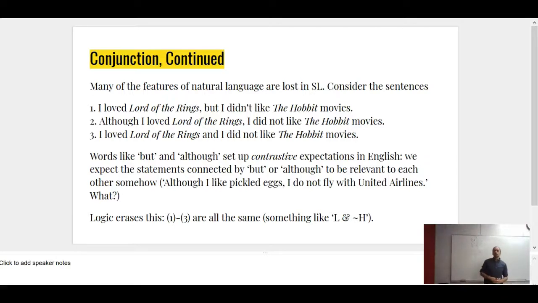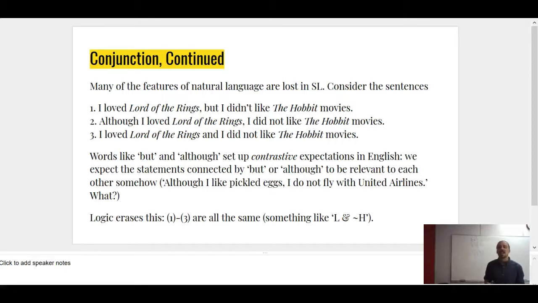Now, of course, many of the features of natural language are lost in SL. I just waxed poetic on how we managed to define this mysterious linguistic entity solely in terms of bivalence in a truth table. Well, that's sort of true, sort of not true. Because many of the nuances and shades of meaning in natural language are completely lost in a formal system.